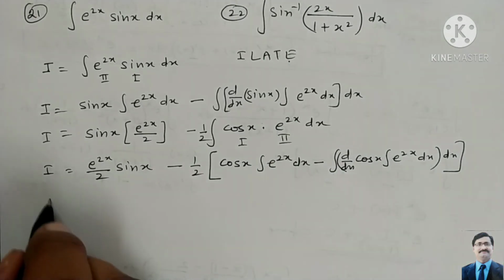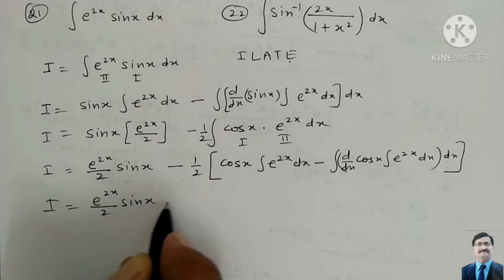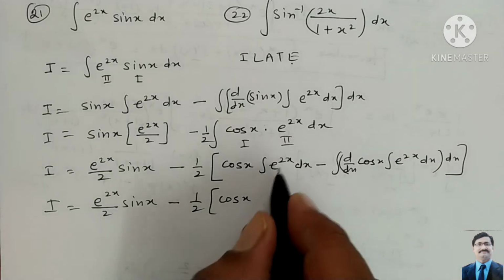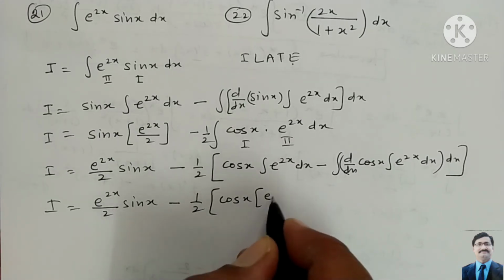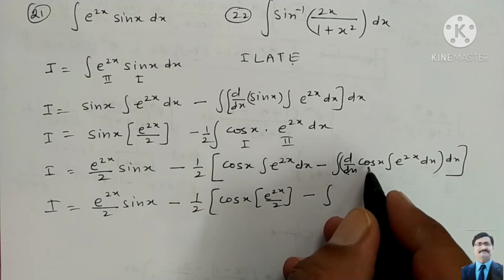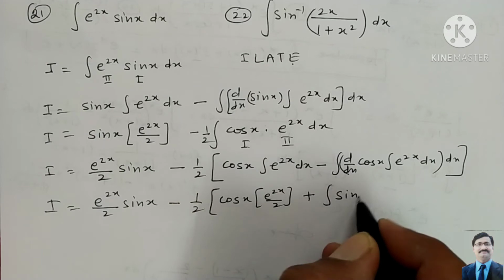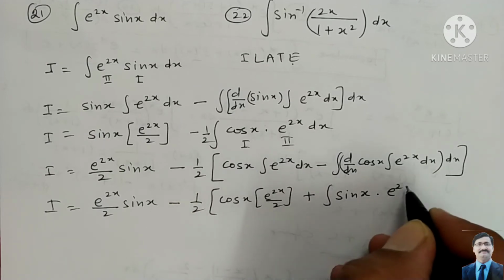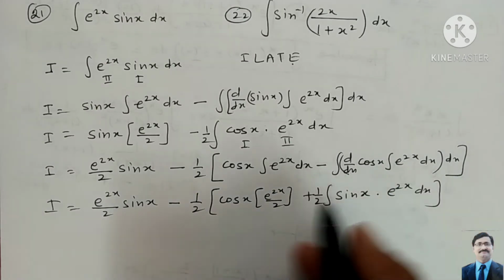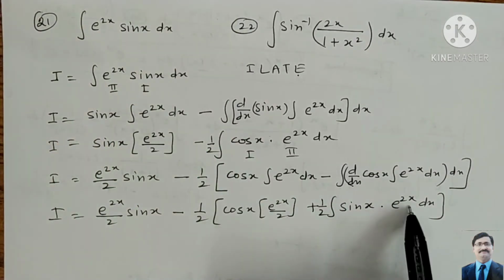Now look here, we will solve this. e power 2x upon 2 sin x is as it is, minus 1 upon 2 cos x is as it is. The integral of e power 2x is e power 2x upon 2, and here the differential of cos x is minus sin x, so minus, plus sin x, and e power 2x is e power 2x, and 1 upon 2 we write outside, dx. Look here, this is our question. You can check e power 2x sin x dx.